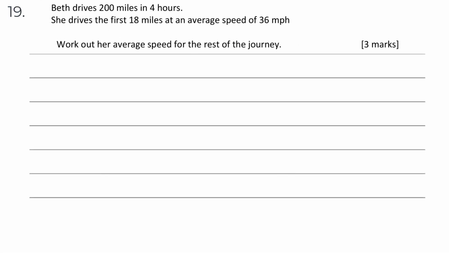Beth drives 200 miles in 4 hours. She drives the first 18 miles at an average speed of 36 miles per hour. Work out the average speed of the rest of the journey.